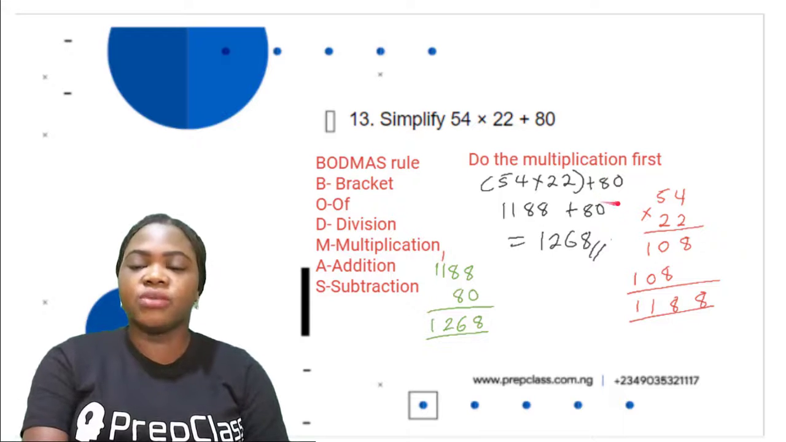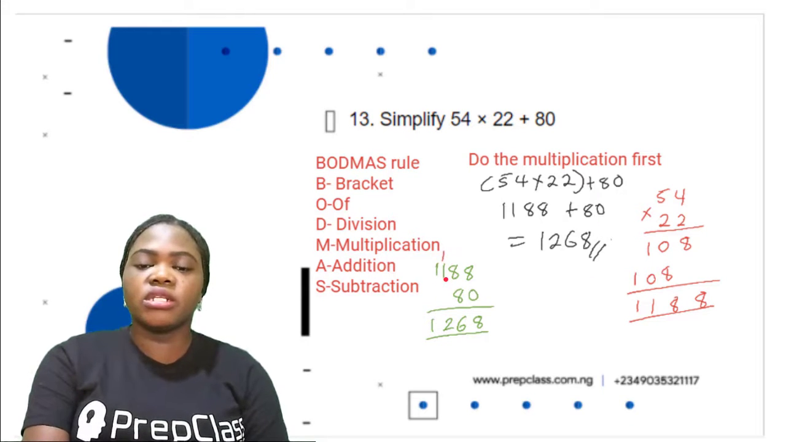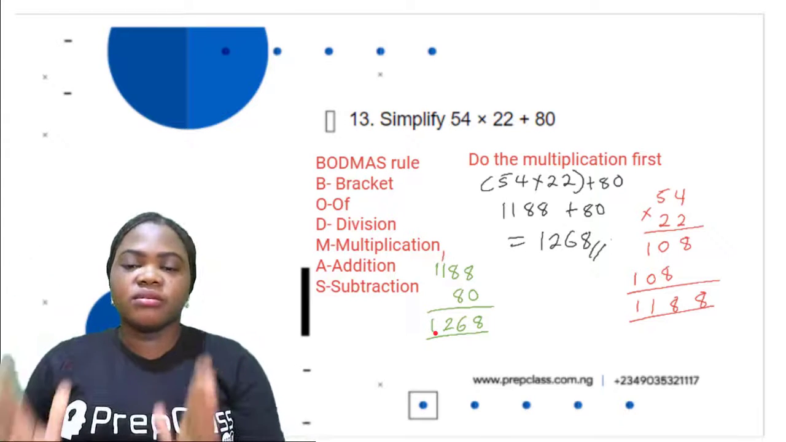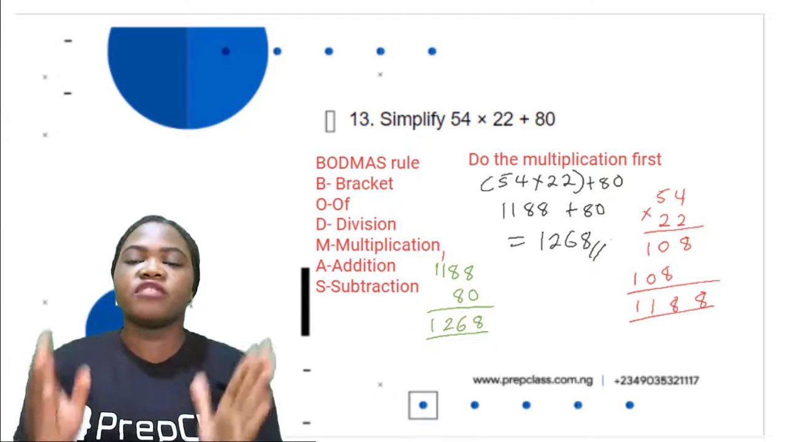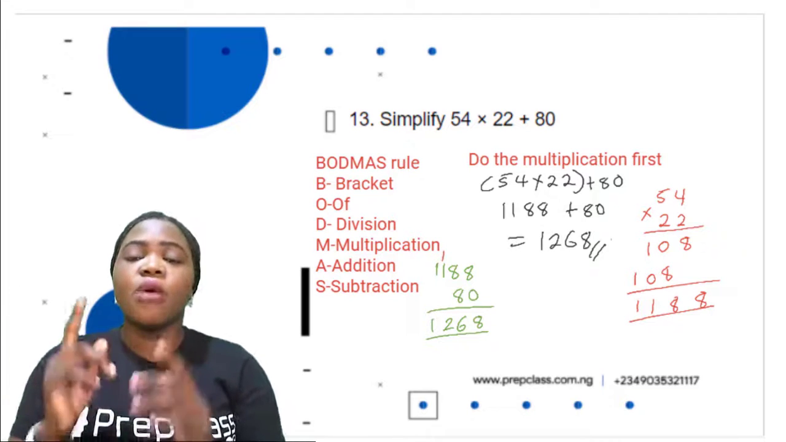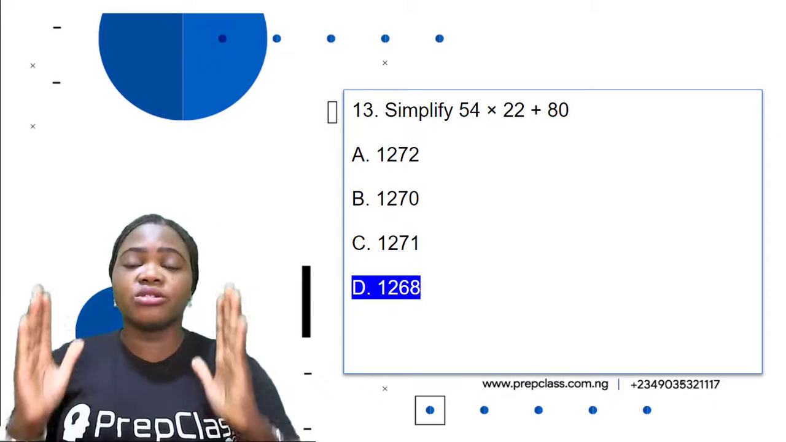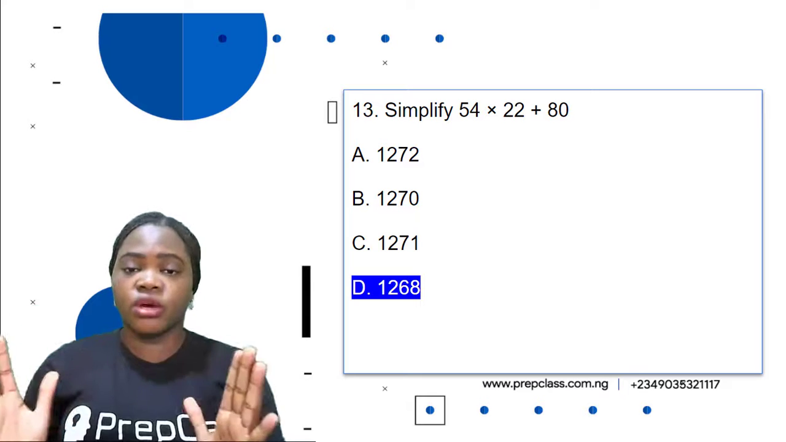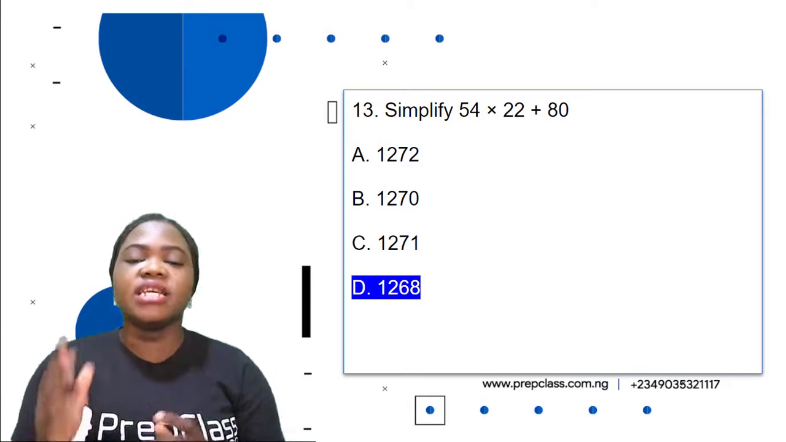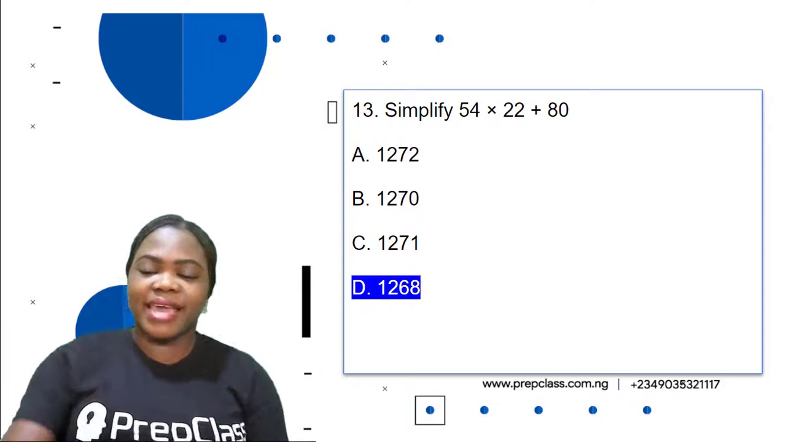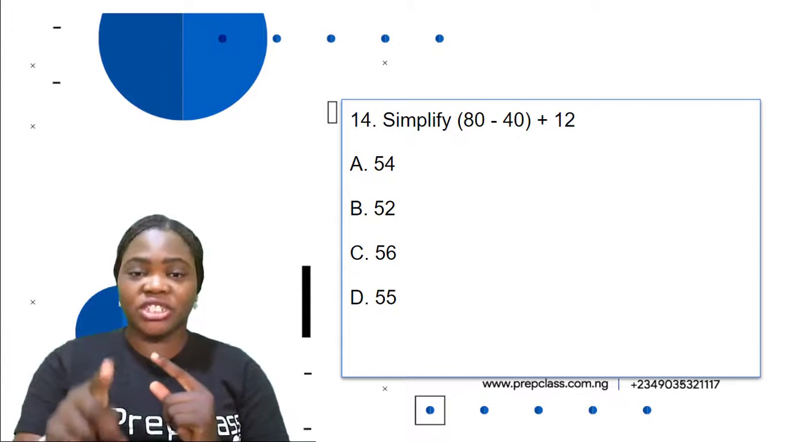So now we can add it to 80. 1,188 plus 80. Let's do that here. 8 plus 0 is 8. 8 plus 8 is 16. So write 6, carry 1. 1 plus 1 is 2, write 2. Then 1 plus nothing is 1. So now we've been able to solve this question. The answer for 54 times 22 plus 80 is 1,268. You can see that is very easy. All you have to do is simply follow the BODMAS rule on order of operation. So the correct option is D, 1,268.